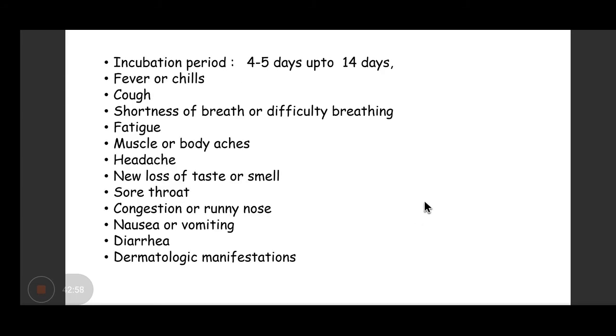Clinical manifestation: the incubation period is 4 to 5 days. It can last up to 14 days. So the incubation period, the most common is 4 to 5 days, but it can be up to 14 days.